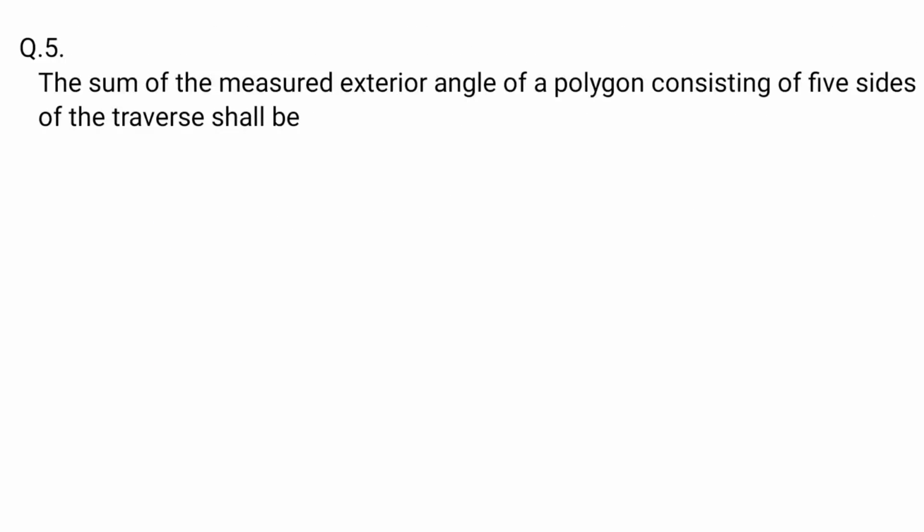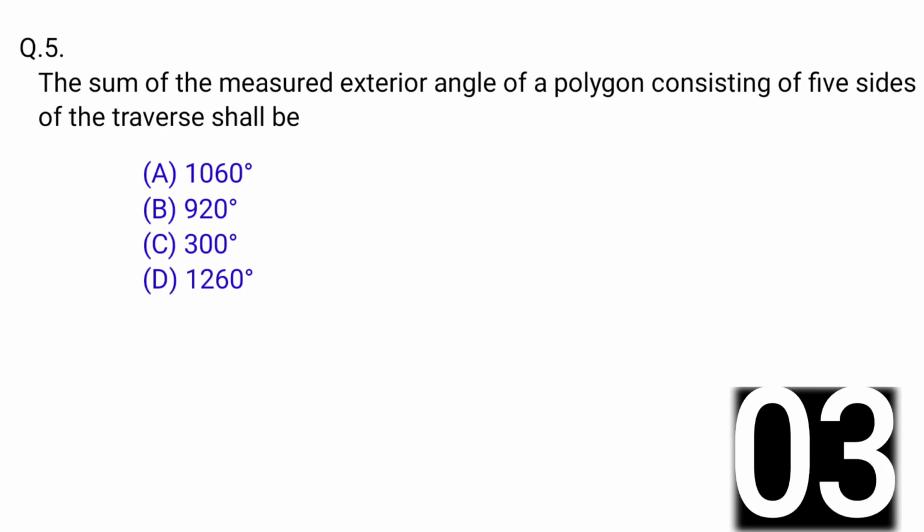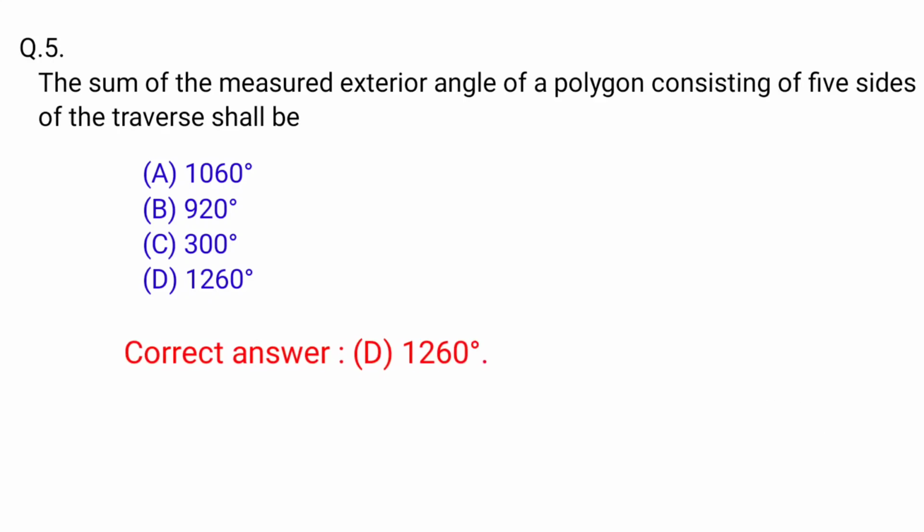Next. Question number 5. The sum of the measured exterior angle of a polygon consisting of 5 sides of the traverse shall be options: A. 1060 degrees, B. 920 degrees, C. 300 degree, D. 1260 degrees. Correct answer is option D. 1260 degrees.